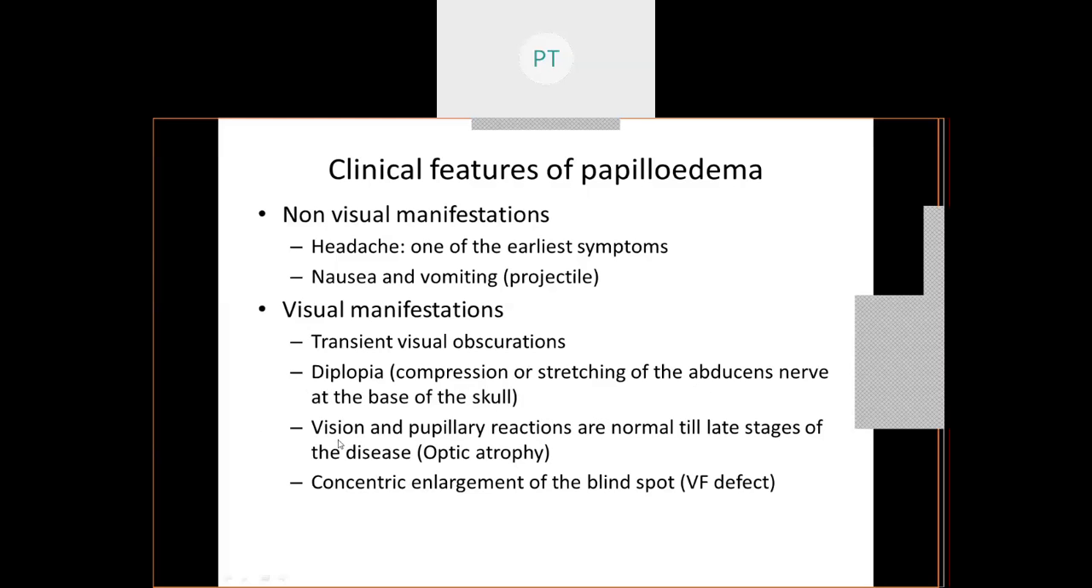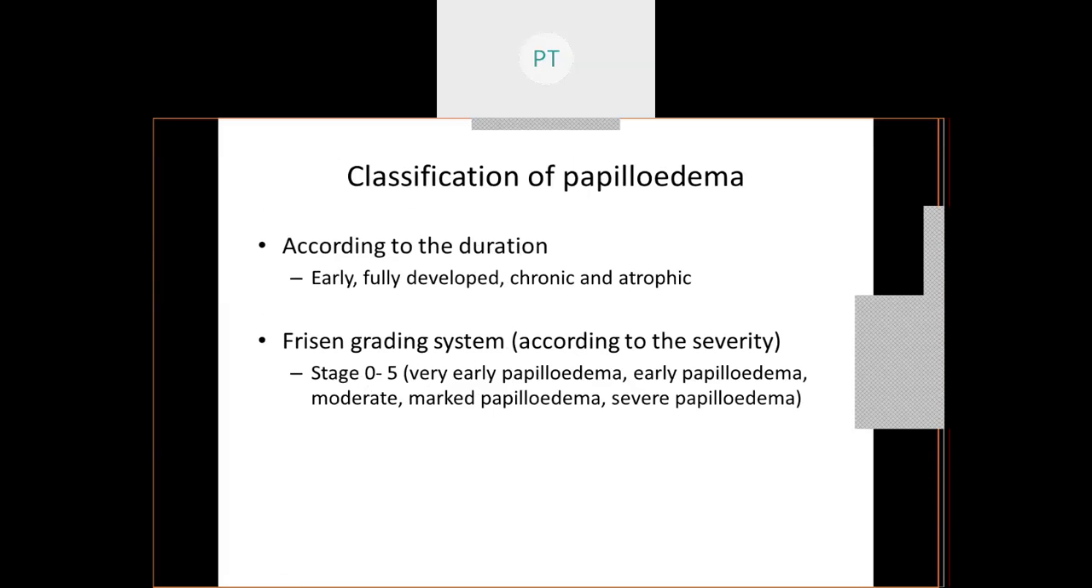Then you look at the vision and pupillary reactions, which are usually normal till the late stages of the disease, when optic atrophy sets in. When you do a visual field, usually there's a concentric enlargement of the blind spot. Color vision is also preserved till later in these cases, so you can differentiate papilloedema from the other cause, optic neuritis.